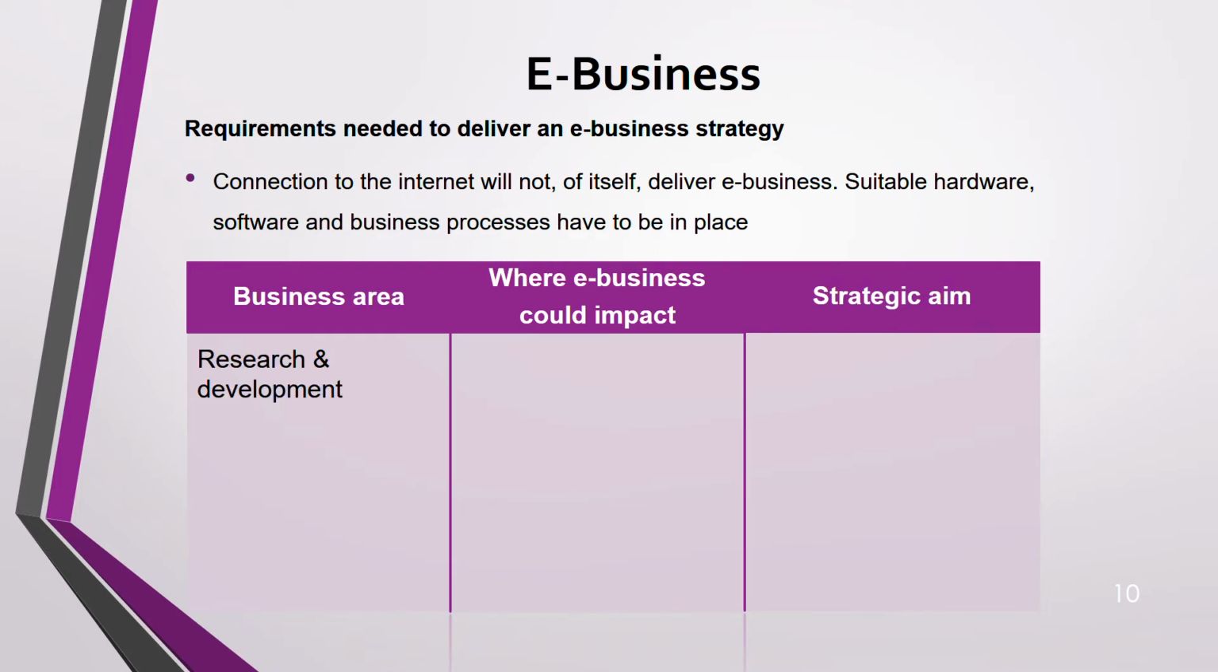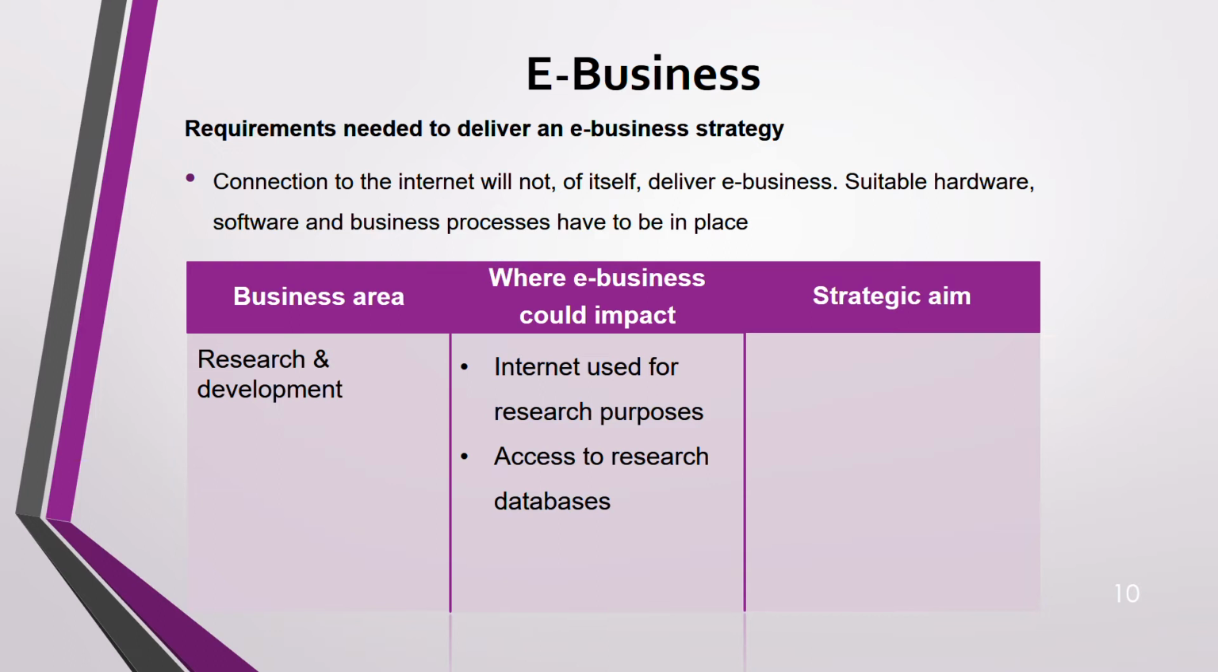One business area where e-business has had an impact is research and development. How? Now you can use the internet for research purposes. Earlier, it was not like that. You had to read books, go to the field and ask people, do a survey, an interview. Now the internet has reduced all those things. Whatever you need, just Google it and you will get it. What is the strategic aim?